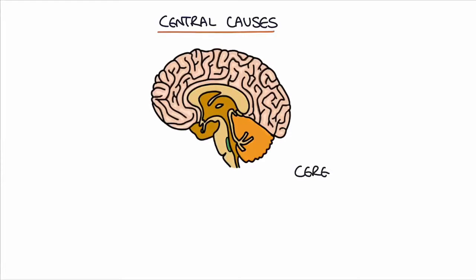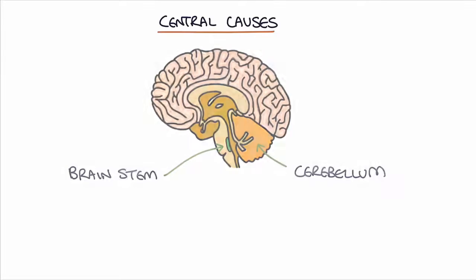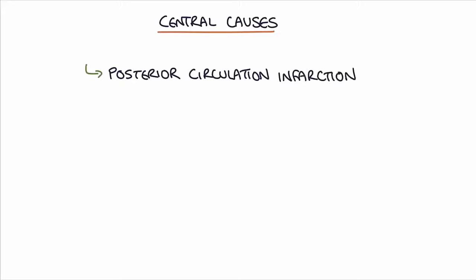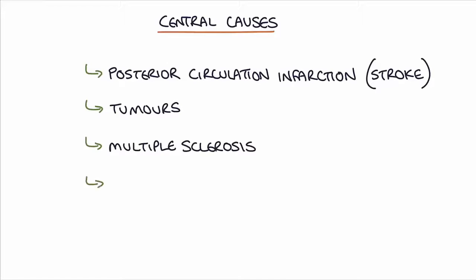Next, let's talk about central causes of vertigo. Pathology that affects the cerebellum or the brainstem disrupts the signals from the vestibular system and causes vertigo. And the most common cause of pathology that results in a central cause of vertigo are posterior circulation infarction, which is basically a stroke in this area, tumours, multiple sclerosis, and vestibular migraine.